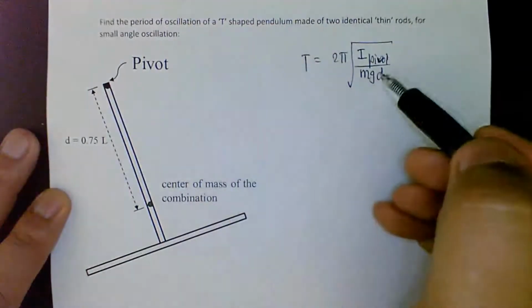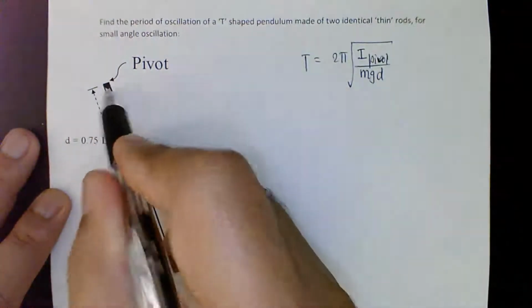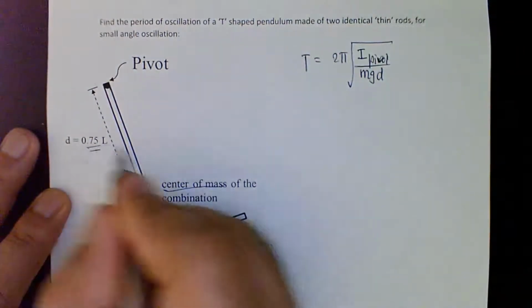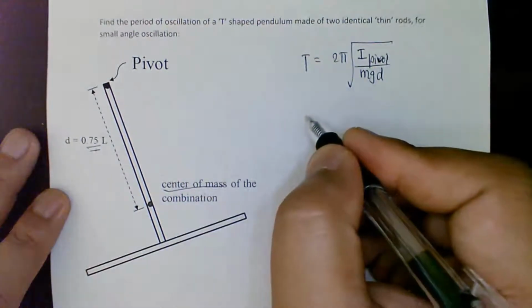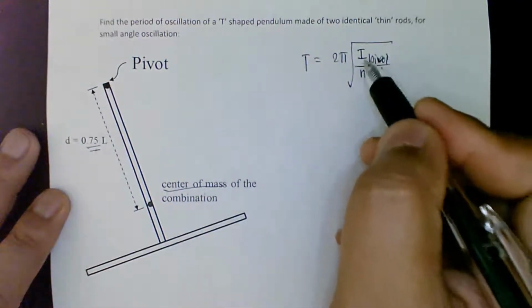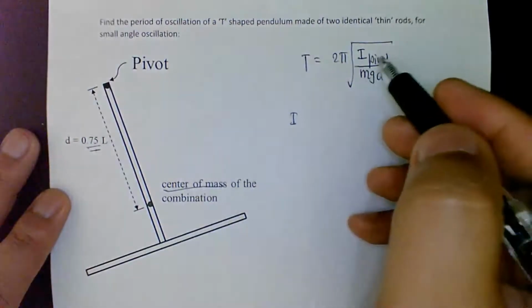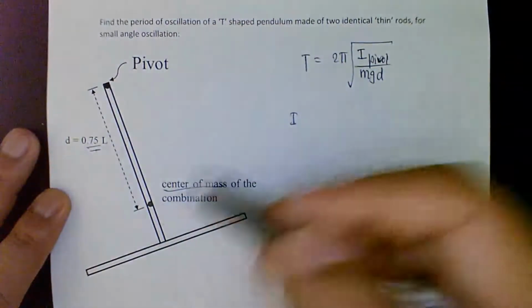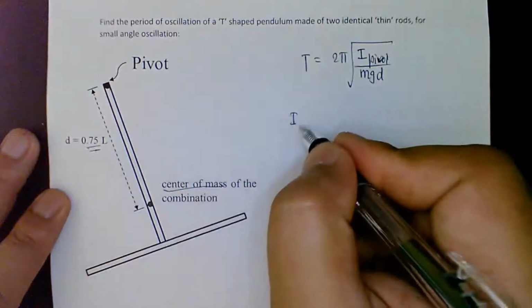D is the distance between the center of mass and the pivot point, which is given to you as 0.75 times the L. That's given. Now our main challenge is to get the total moment of inertia about the pivot point for both rods. So I'm going to first do the top rod.